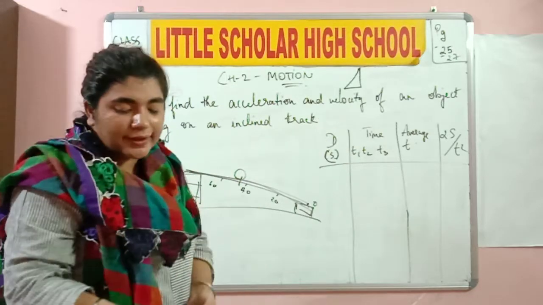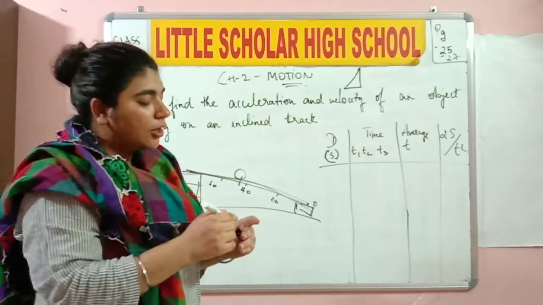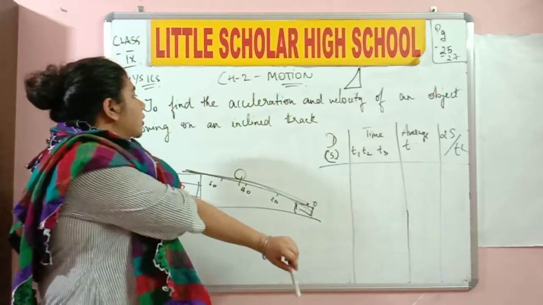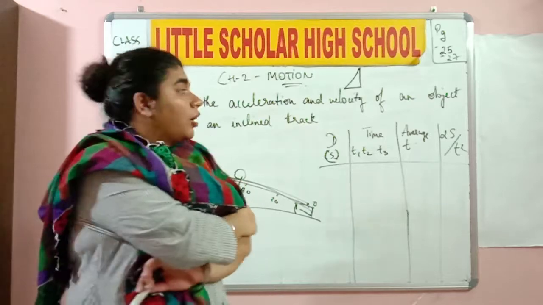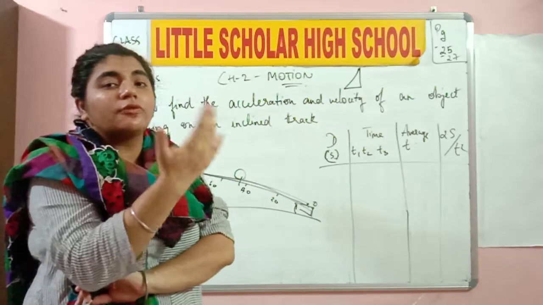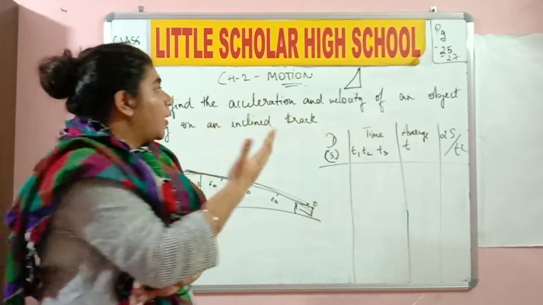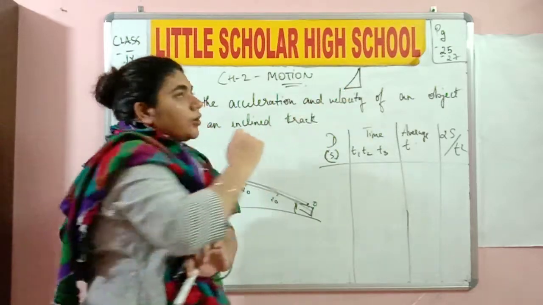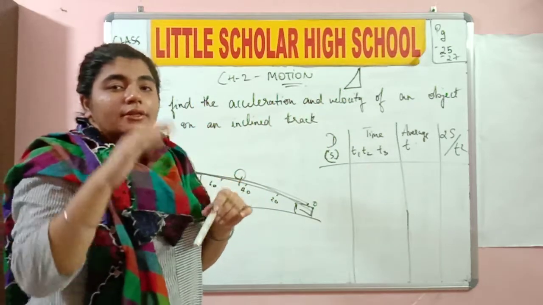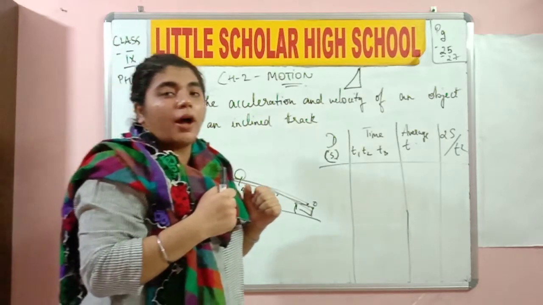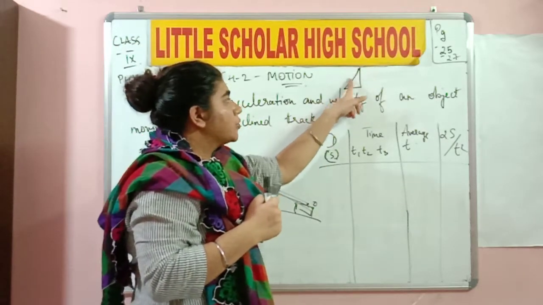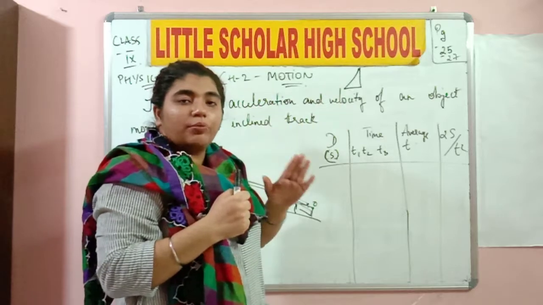Let's see what we are actually trying to understand over here. So the aim here is to find the acceleration and velocity of an object moving on an inclined track. All of us know what an inclined track is, yes or no? I've drawn a rough diagram over here. How would an inclined track look? Something like a seesaw. No, like a slide. You must have seen in your parks that you sit over here and you slide down. It is just an example of an inclined plane.